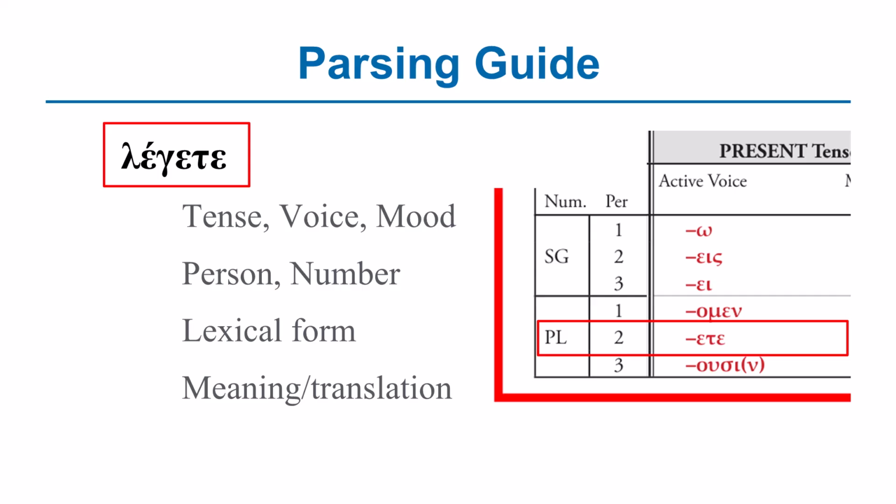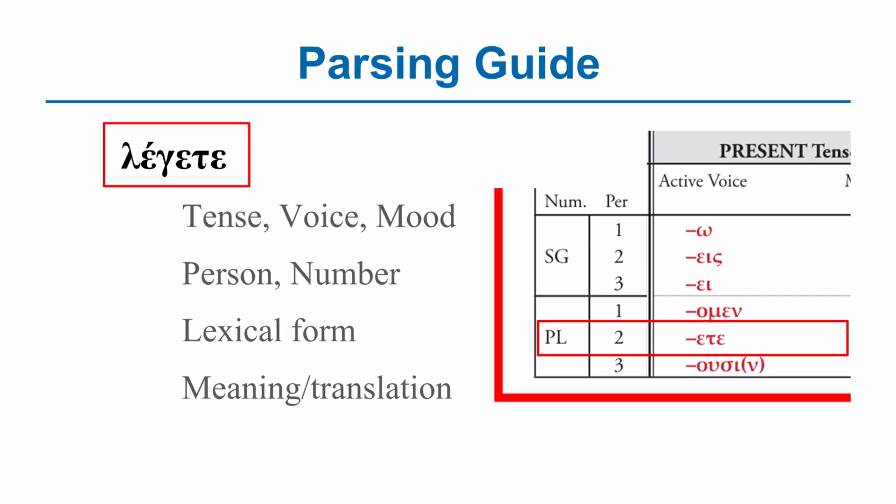Number 3, the mood is indicative. For now, the mood will always be indicative. I want to repeat, as long as we are within Greek 1, the mood will always be indicative. Whether you're looking at the present tense or the future tense, the mood will always be indicative. So the mood for legete is the indicative mood.